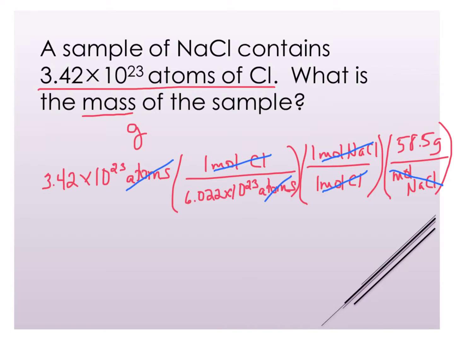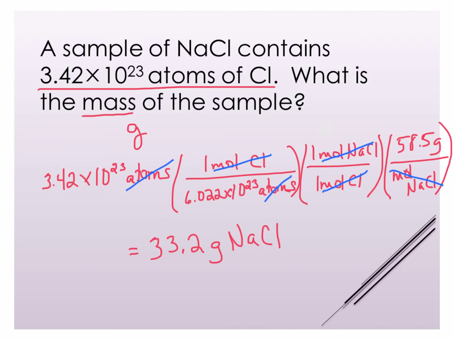Now I can go to the calculator. I'm going to start with everything on top. So I have 3.42 times 10 to the 23rd times 58.5 divided by 6.022 times 10 to the 23rd. Again, making sure that you use the scientific notation correctly, especially when you're dividing, so that you get to the right answer. And what we find is that we have 33.2 grams of NaCl.